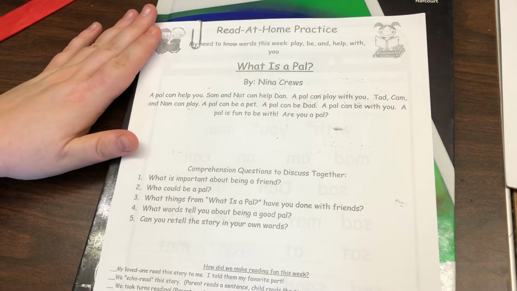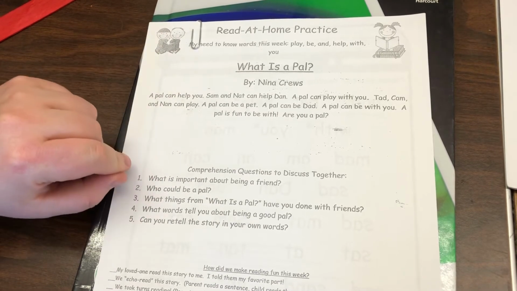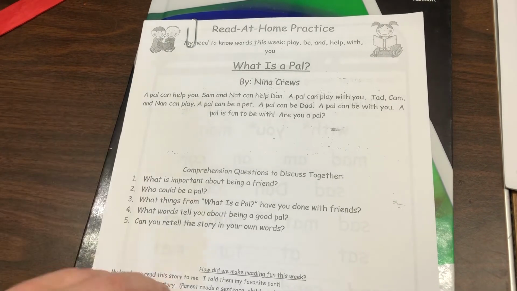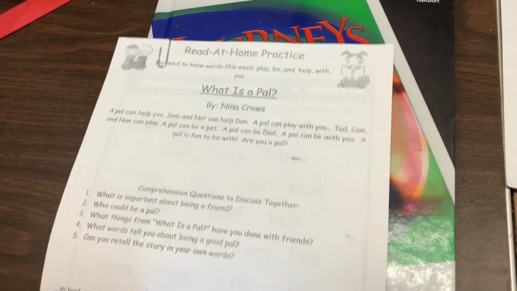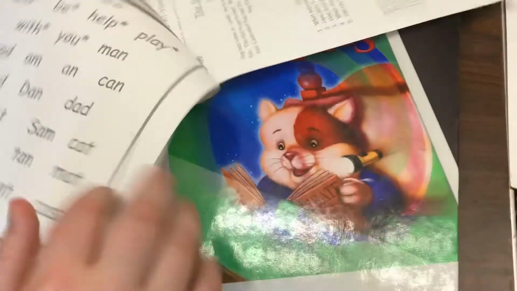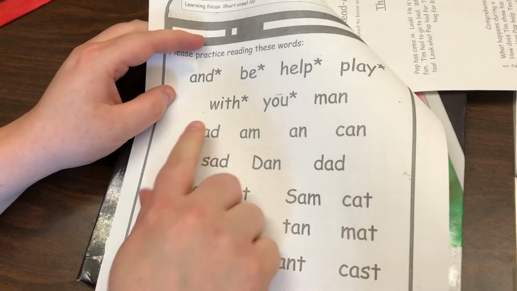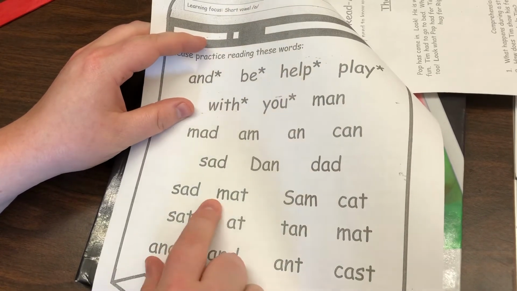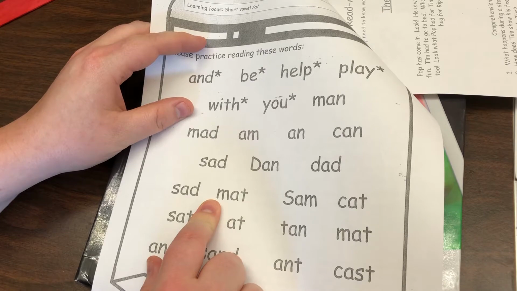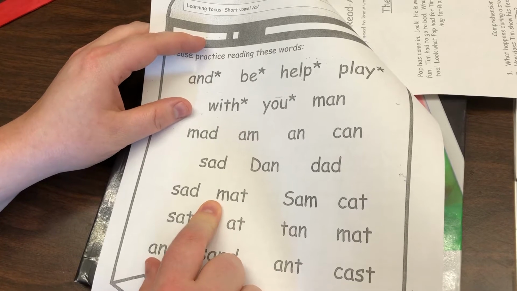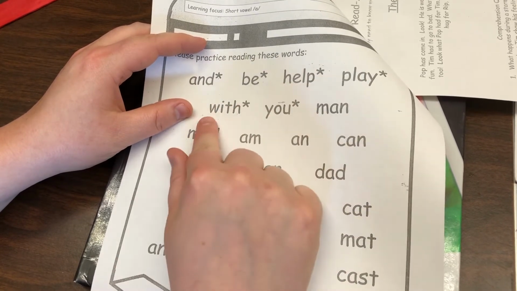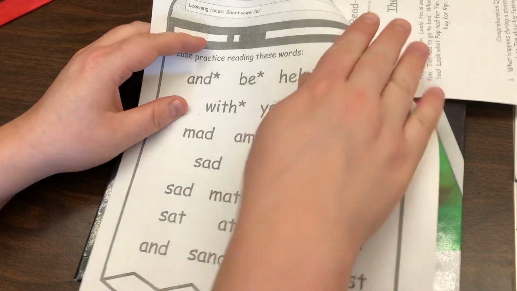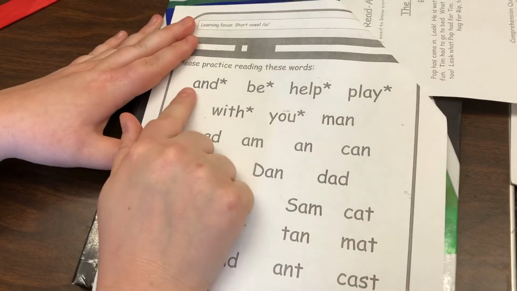Because what's going to happen at the end of the week is we'll ask you questions about the story and see how well you can remember it. There's also very important words on the back of the story. And these words are good for you to practice because they're in the story or they're in other things we're working on that week. So if you can read these words, it's going to help you with all of your work this week. So let's go ahead and start with these words, okay?